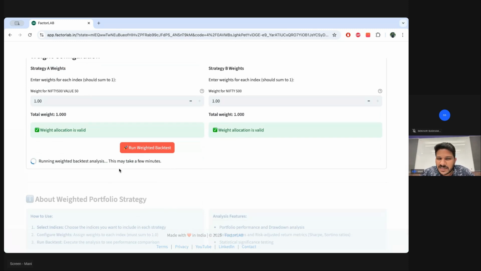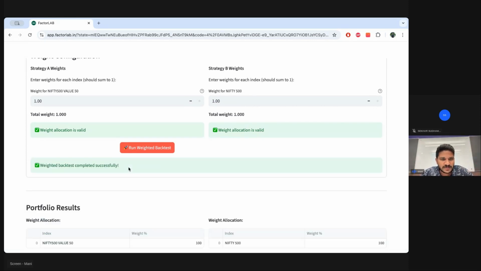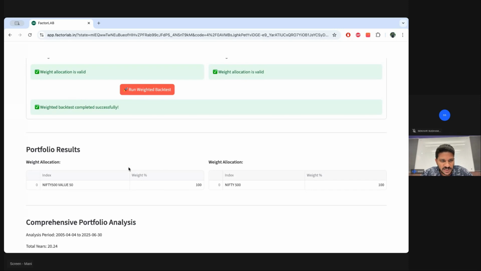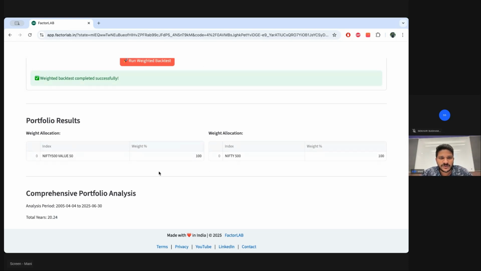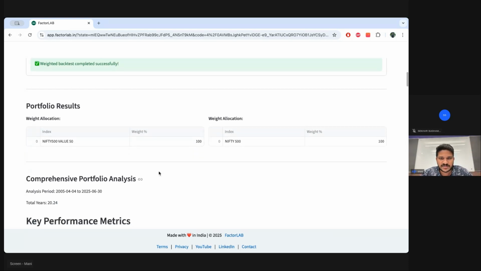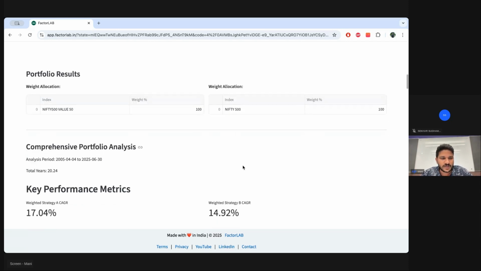This might take a few seconds, but once the traffic hits, we don't know how long this will take, so this might take a few minutes. So there you go. We have the results. Here is a summary of what you've selected. In case you've selected a bunch of indices, it makes clear the weightage and the indices that you're looking at. So Nifty 500 Value 50 and Nifty 500.